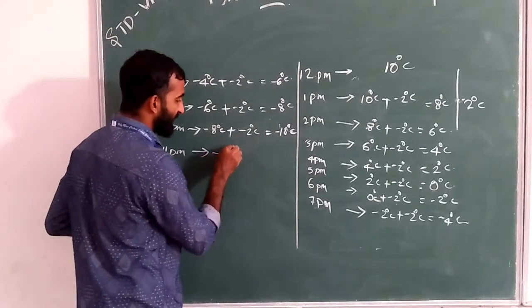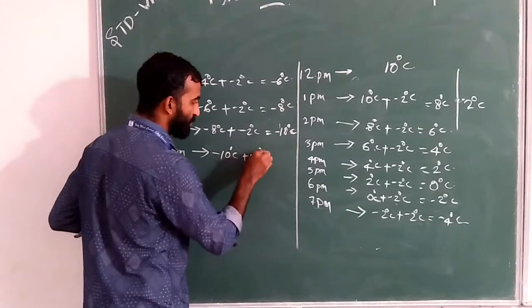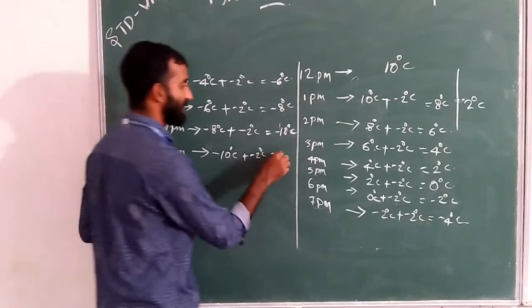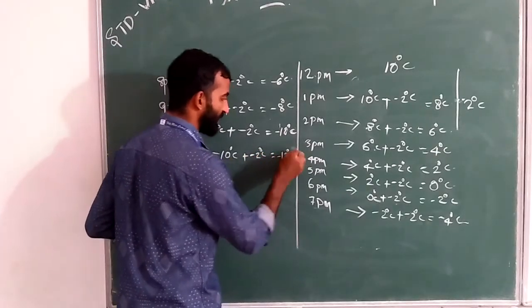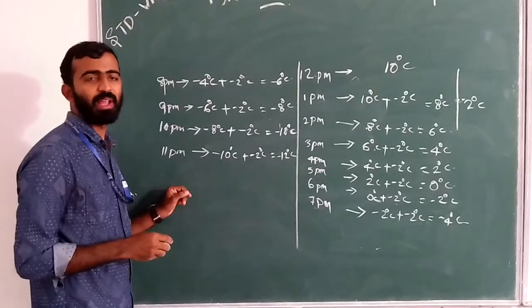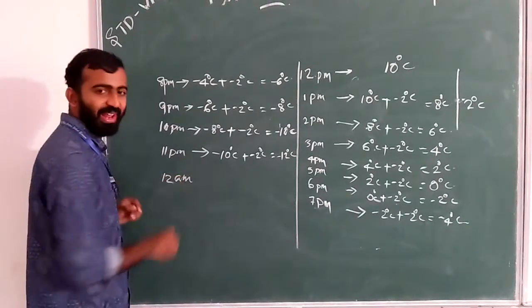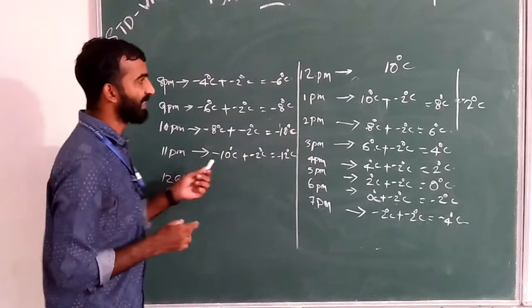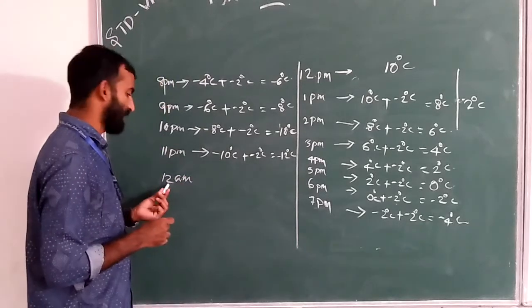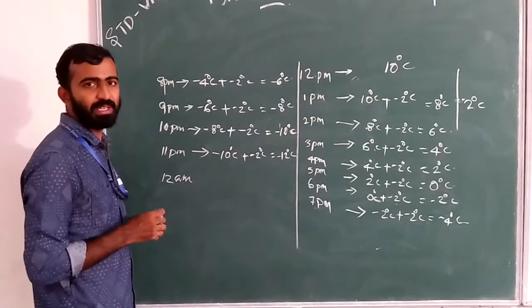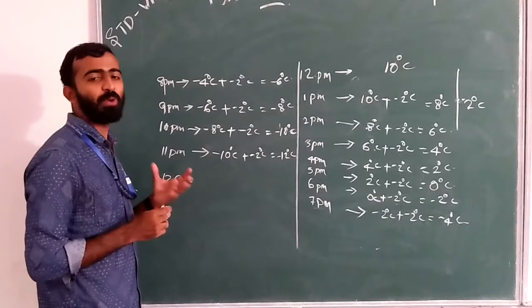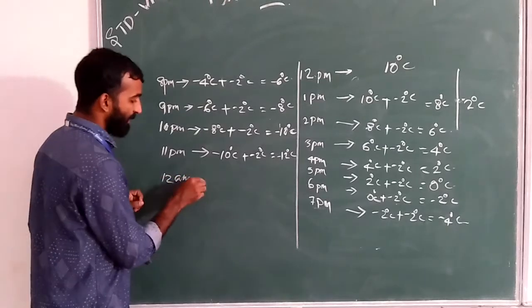Negative 10 degrees Celsius plus negative 2 degrees Celsius. The answer is negative 12 degrees Celsius. And at last, 12 a.m. That is, we change its time; it is midnight. We have a.m. and p.m., that is 12 a.m.